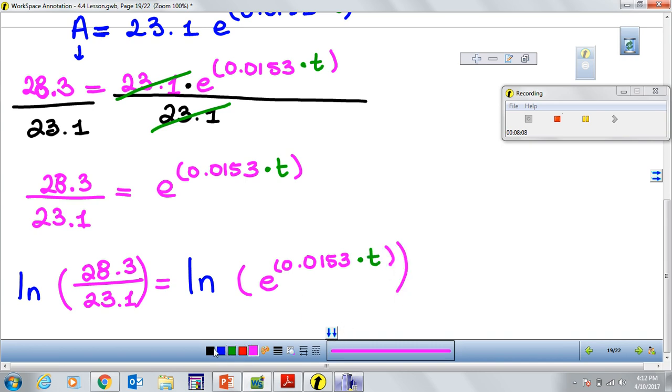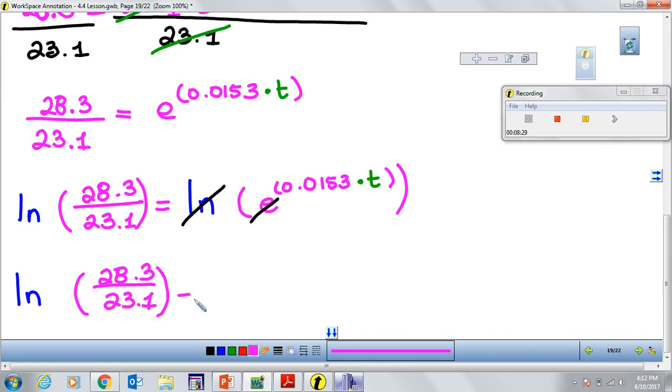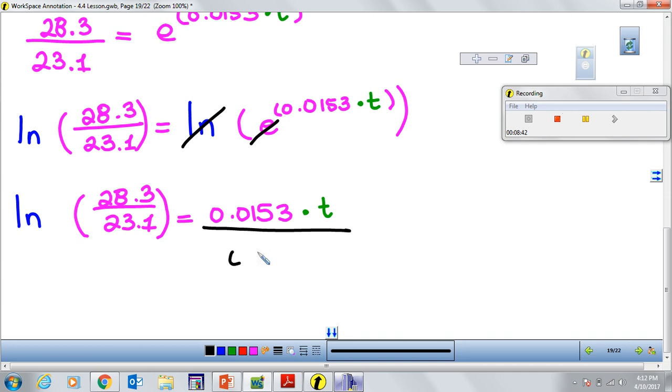So remember that we learned also that when natural log and e are together, and in between them there is not a plus sign or a minus sign, they both cancel each other. So then we end up here with ln of 28.3 over 23.1 equals, and then since we don't have the ln and the e on the right side, just bring down the exponent, not as an exponent anymore, but as a regular coefficient multiplying times the variable t. And if I want to find t, I'm going to divide both sides, because that's the opposite of multiplying, by the decimal.